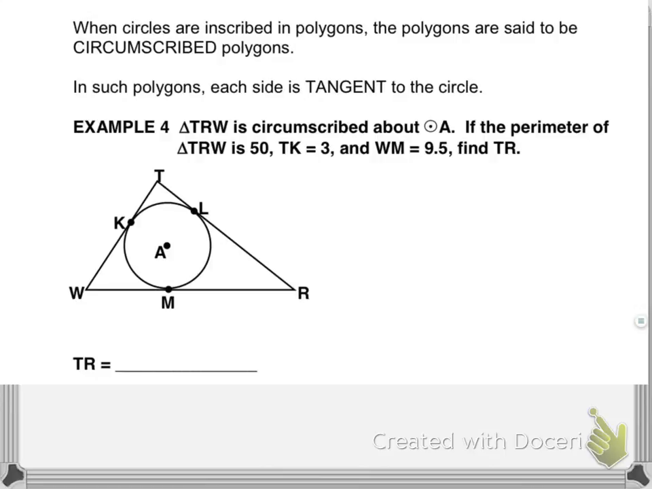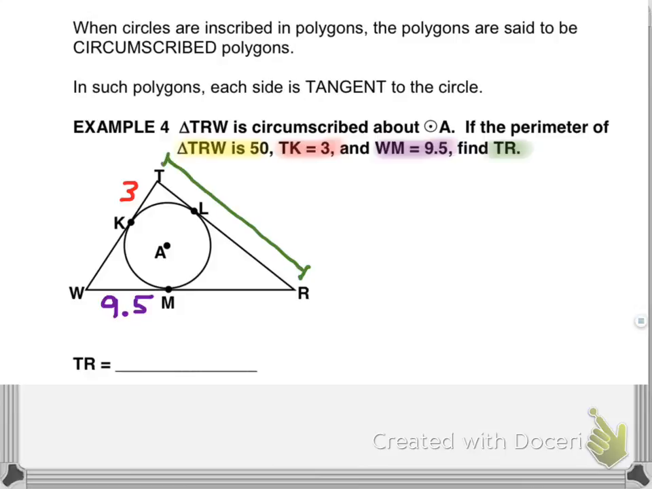Triangle TRW is circumscribed about circle A. If the perimeter of the triangle TRW is 50, we'll use that to solve the problem in a moment. But let's label the diagram with the information that we're given. We're told that segment TK is equal to 3. We're told that segment WM is equal to 9.5, and we're asked to find TR.